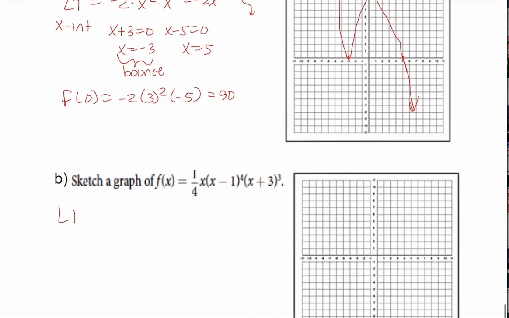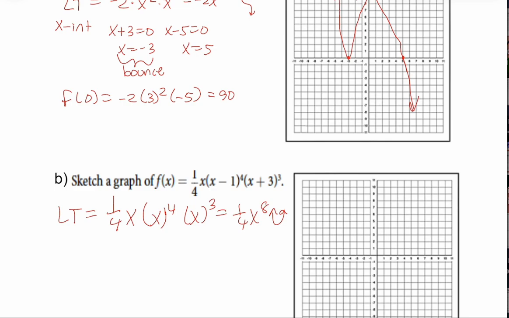Find the lead term. So that's going to be 1/4 x times x to the 4th times x to the 3rd, which is 1/4 x to the 8th. So both ends are going to be pointing up. They're both rising on the left and also on the right.